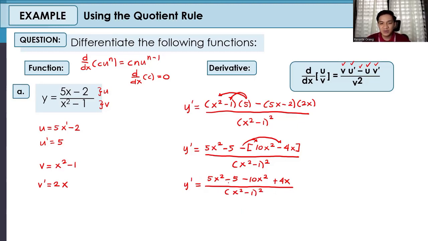Last thing that we need to do is to combine like terms and then ilagay natin sa front yung mas malaki yung kanilang exponent. So magiging y prime is equivalent to 5x squared minus 10x squared is negative 5x squared. Tapos si positive 4x, copy-paste natin, minus 5. That is all divided by x squared minus 1 squared. So, pansinin nyo class, hindi ko na in-expand yung nasa denominator. Okay na yan siya. If we are dealing with quotient rule, we don't need to expand yung nasa ilalim. So, this will be our final answer.